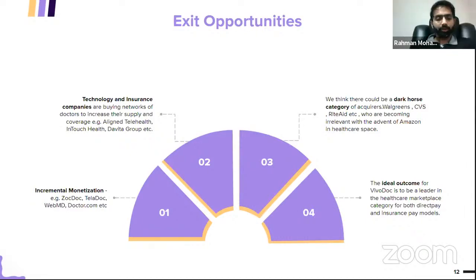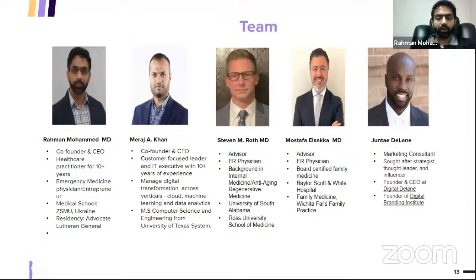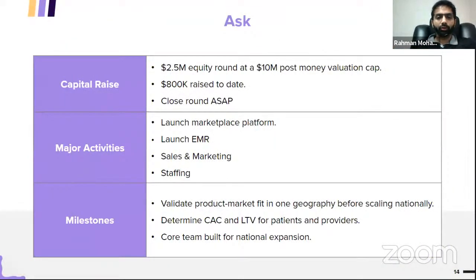Yeah, sure. Based on market outcome, there are a few exit opportunities which we anticipate, and this is our core team. And what we are looking for is to raise $2.5 million with a $10 million post-money valuation, and we have raised $800K so far from our physician-only investors, and we see some significant traction even before launch.